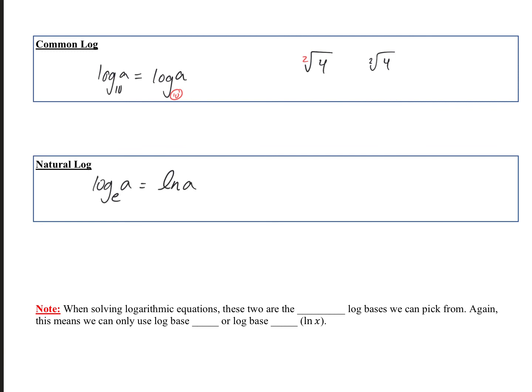So once again, log base 10, we rewrite it just as a log without a number near it. That's considered the common log. You can assume the base is 10. And then ln just stands for a log with a base e.